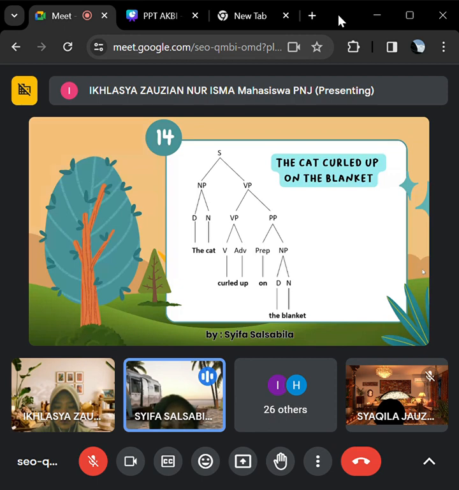The blanket is a noun phrase. On the blanket is a prepositional phrase. The cat curled up on the blanket is a sentence.